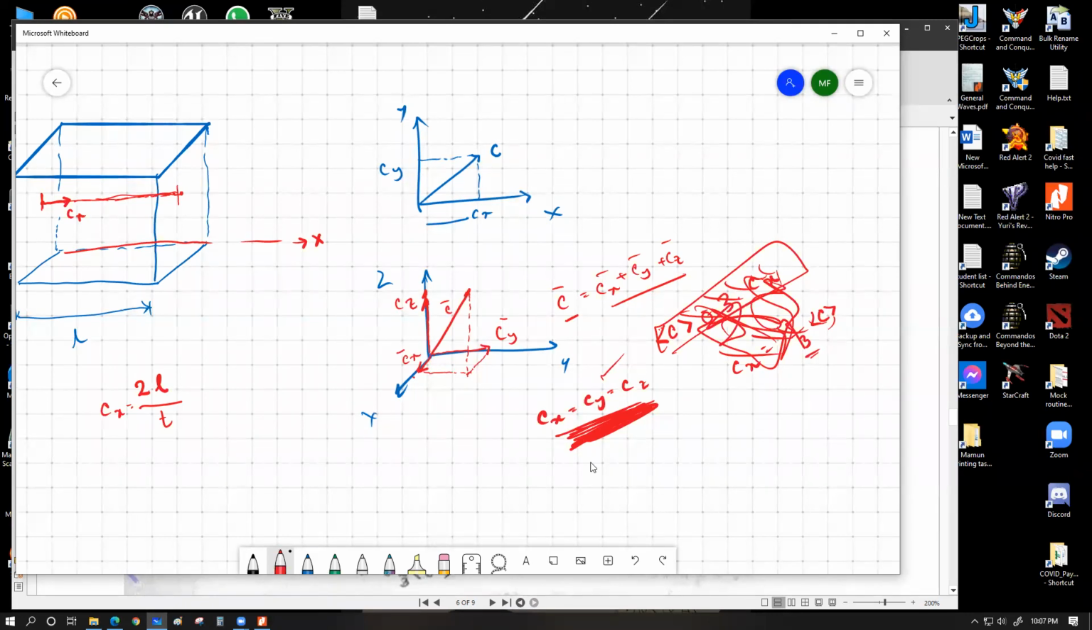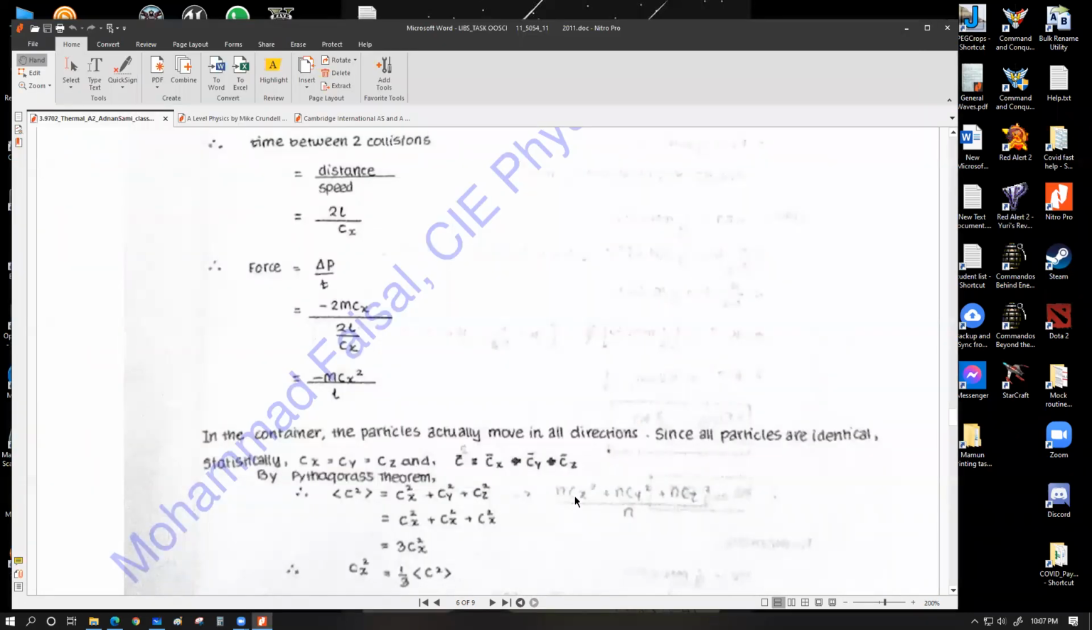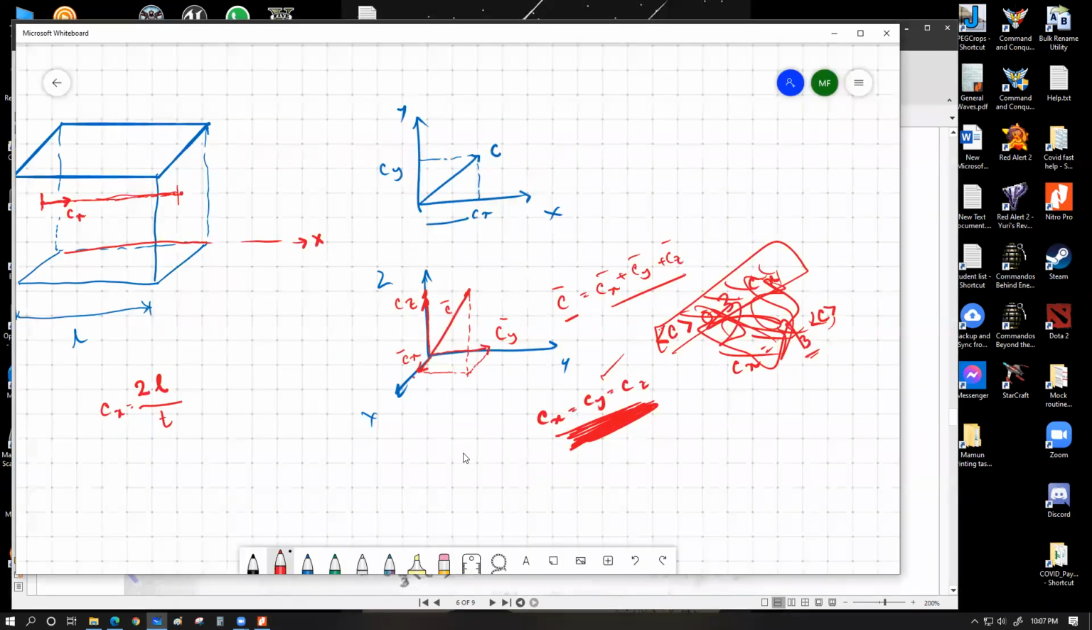So from this vector equation, if we use the Pythagorean formula, have a look over here, we can write that c square equals cx square plus cy square plus cz square. If you wonder where that is coming from, it is basically coming from this consideration of the three-dimensional vectors.